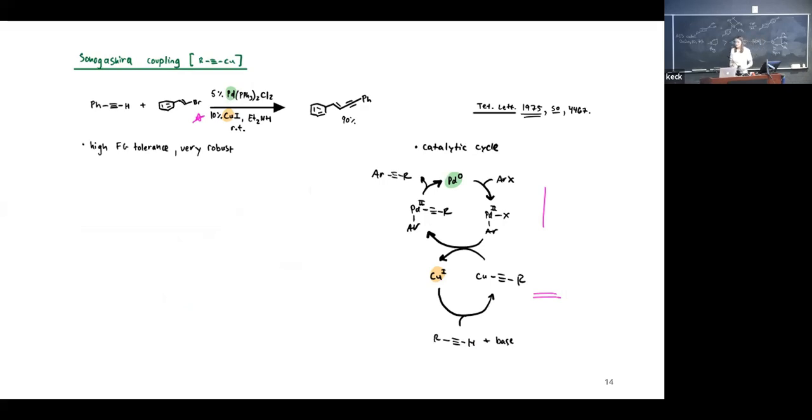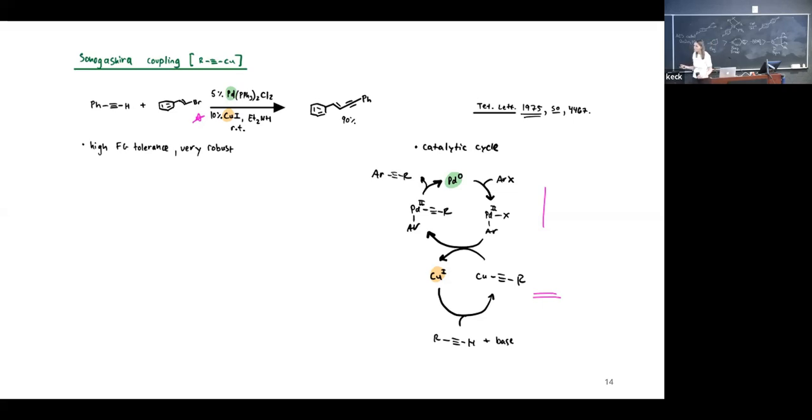That brings us to the Sonogashira coupling. The Sonogashira coupling is a coupling between an alkyne and an aryl halide, using a unique dual catalytic system where you use both palladium and copper. There are examples where you don't need copper. Palladium can do the whole shebang itself. But then you're actually talking about a different named reaction, the Heck alkynylation. So if it's palladium and copper, it's Sonogashira.